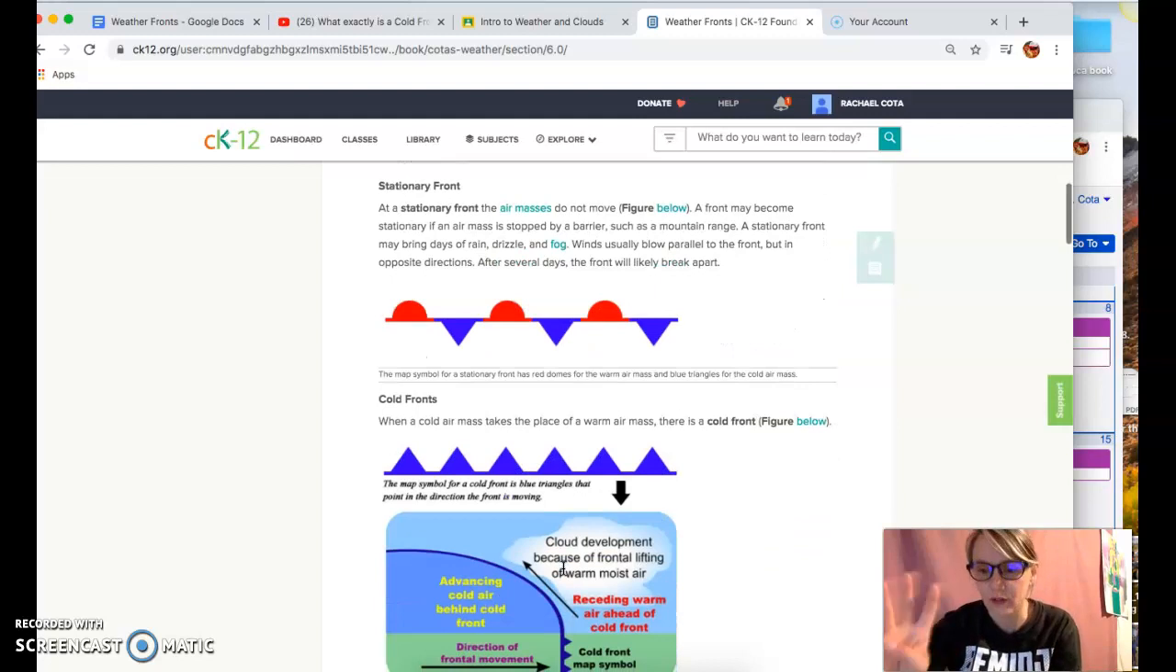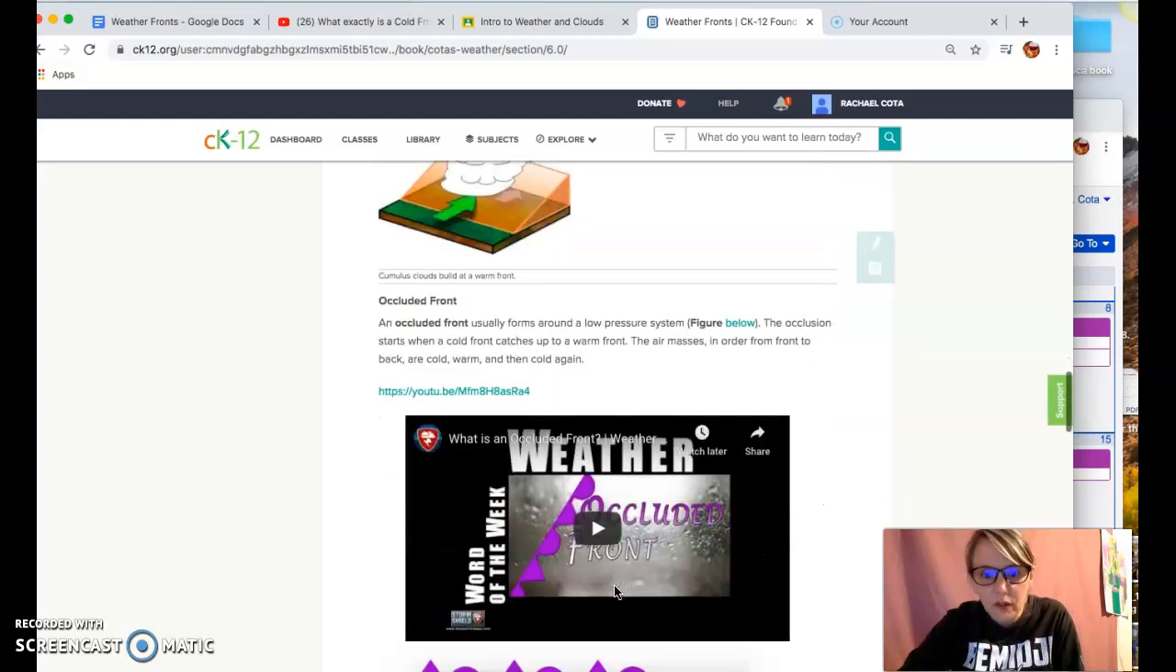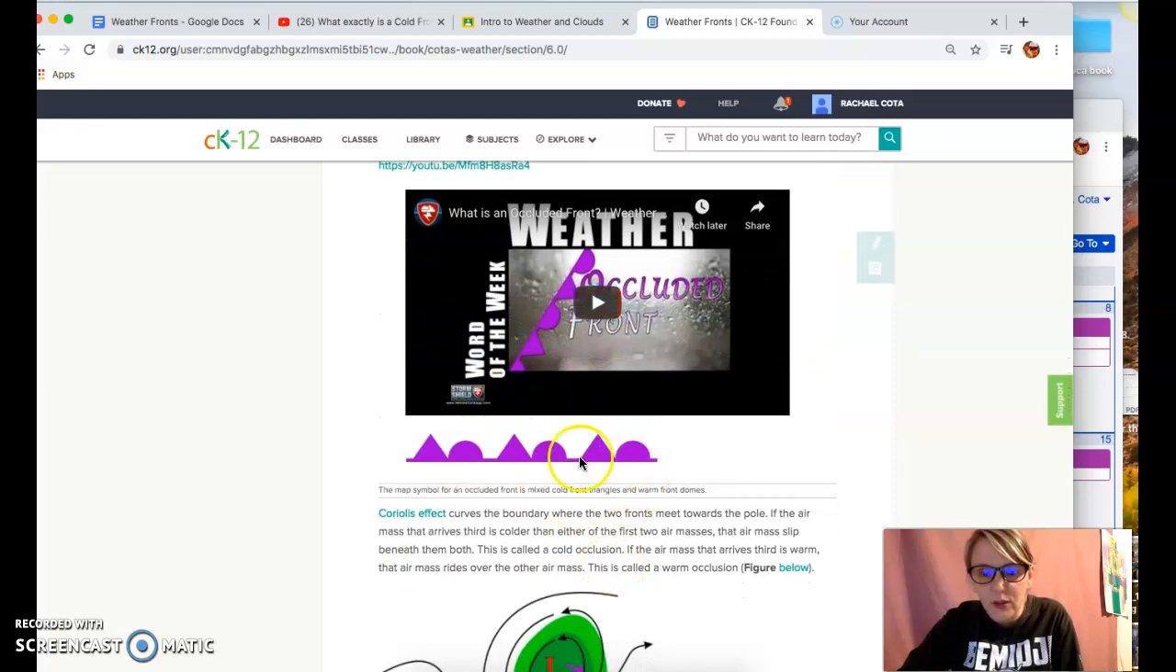There are 4 different types of fronts. We've got a cold front and a warm front, and those are the 2 that we're really going to concentrate on today. There's a stationary front that looks like this on a weather map. And then there's also something called an occluded front. I think I've got a picture of that. Yeah, here's an occluded front.